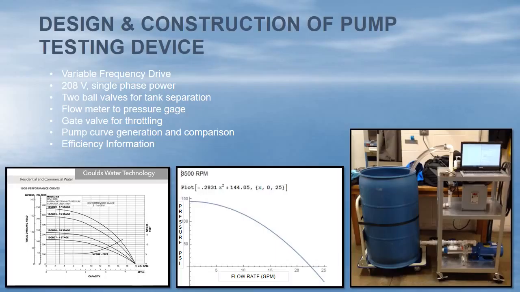As you can see, our pump curve that we have generated is an exact replica of the published pump curves given by Goldwater Technology for our pump, the 10-stage pump. There's a gate valve for throttling, which also helps us to generate our pump curves. As well, we ran it for efficiency information, and we found that it loses efficiency when it passes the nameplate rated RPM.